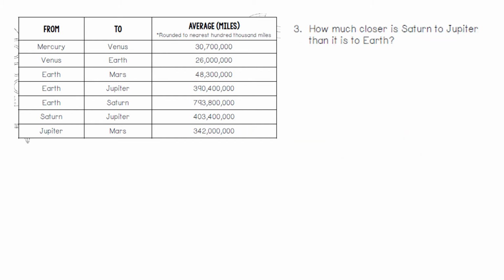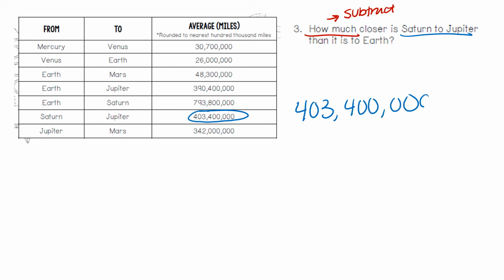For number 3, the question asks how much closer is Saturn to Jupiter than it is to Earth? When it asks the question how much, that is going to be a subtraction problem. So we're going to subtract the number Saturn to Jupiter, which is 403,400,000. And we're going to subtract it from Saturn to Earth, which is 793,800,000. Notice I put the larger number on top.